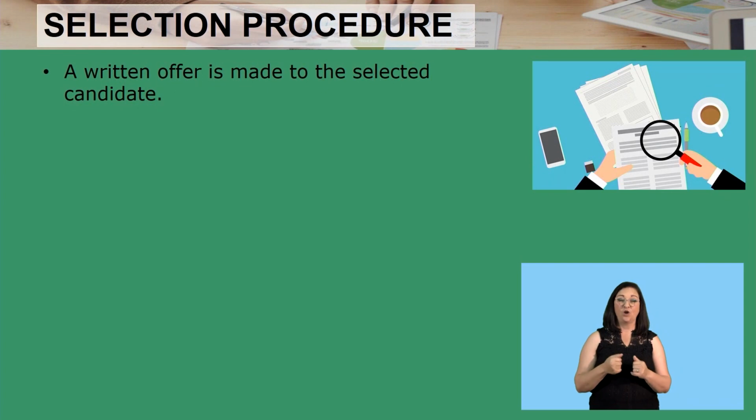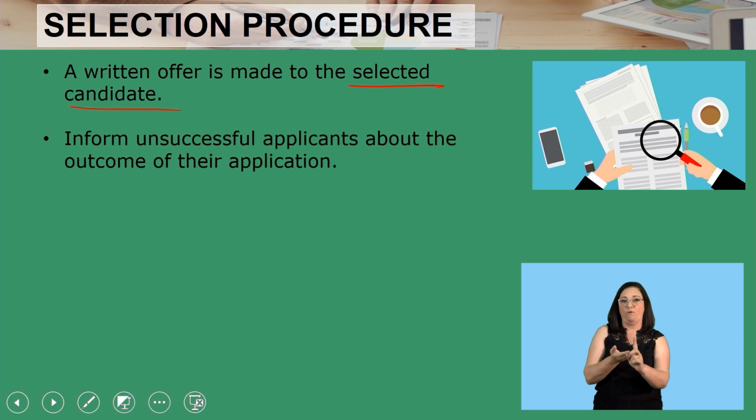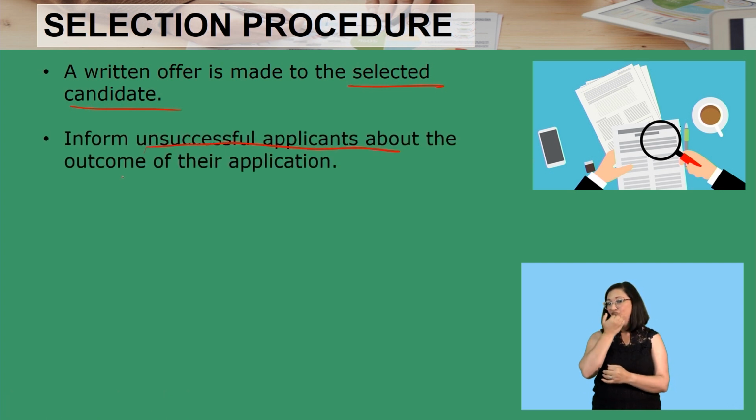Right, so it says a written offer is made to the selected candidate. Right. But we need to inform unsuccessful applicants about the outcome of their application. Some job advertisements will say, if you do not receive anything from us within the next 30 days or 2 months, you need to consider your job application unsuccessful. But with others, they even send an email to say, we regret to inform you that your job application was unsuccessful. So that needs to be done.